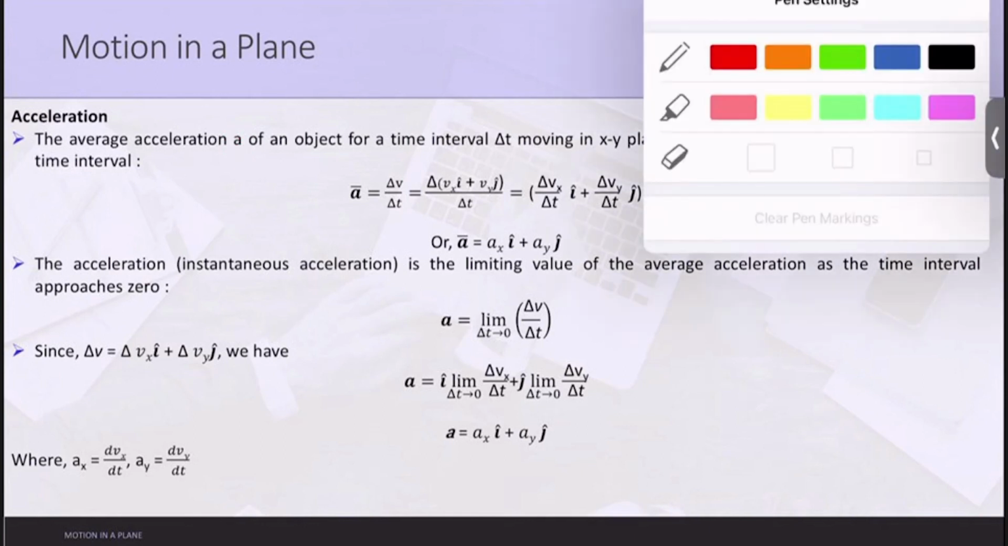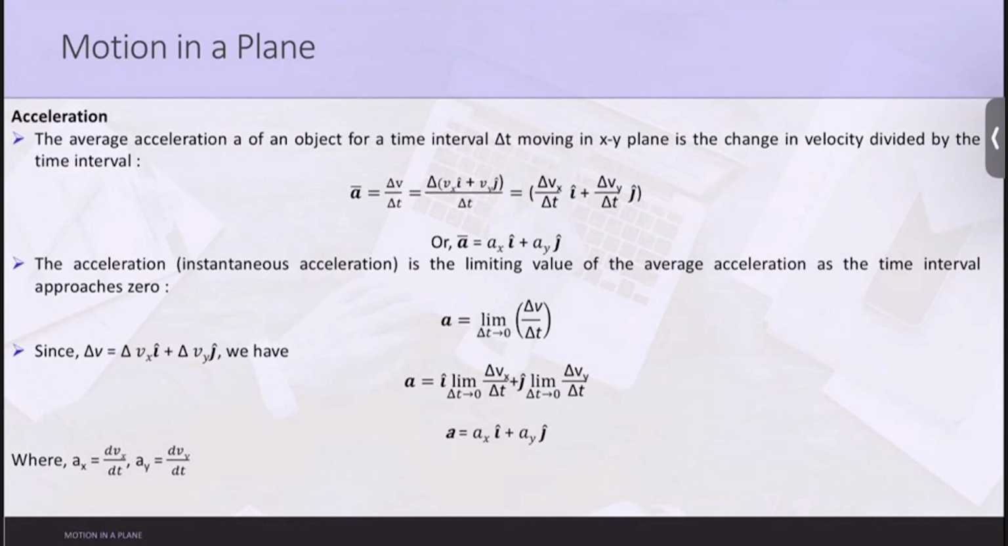The average acceleration a of an object for time interval delta t moving in the xy plane is the change in the velocity divided by the time interval. Therefore, we can say that a bar is equal to delta v upon delta t, which is equal to, in place of delta v, what we just derived in the previous section, that is nothing but Vx i cap plus Vy j cap.